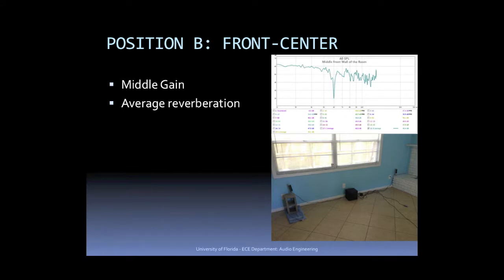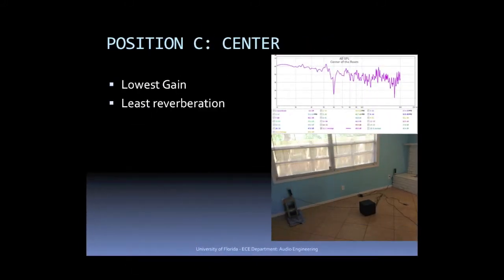So for part B of this test, we use the same setup as in part A, only this time we moved the subwoofer to the front center of the room up against the wall, and this resulted in a middle gain and average reverberation. So for the final part of this test, we placed the subwoofer towards the center of the room at 3 feet from the wall, and this resulted in the lowest gain of the three tests due to the least amount of reverberation.